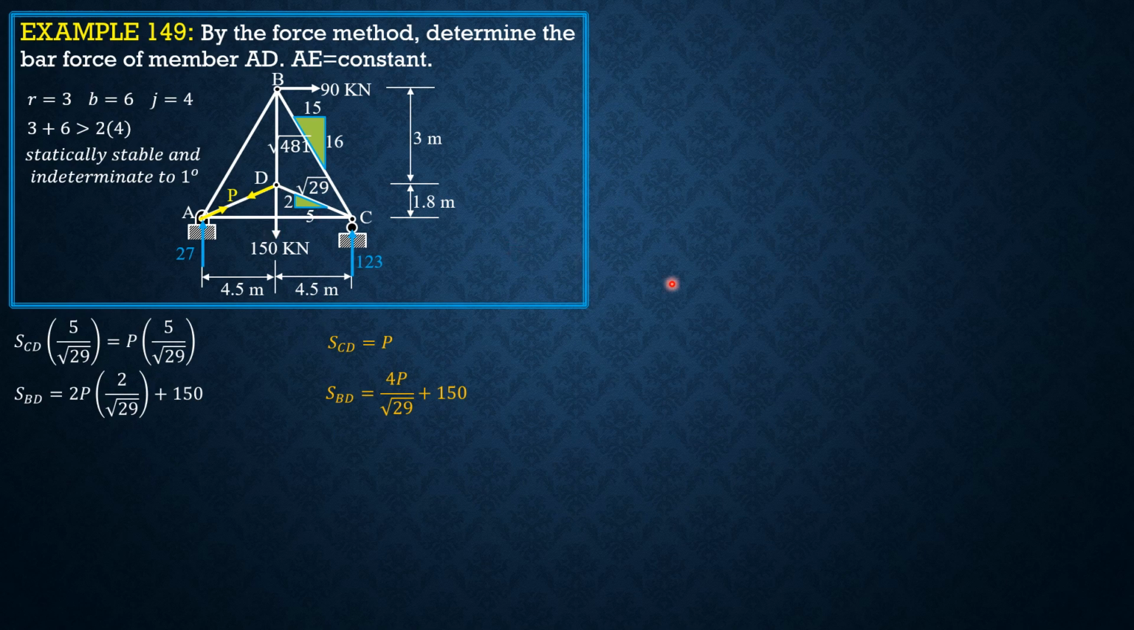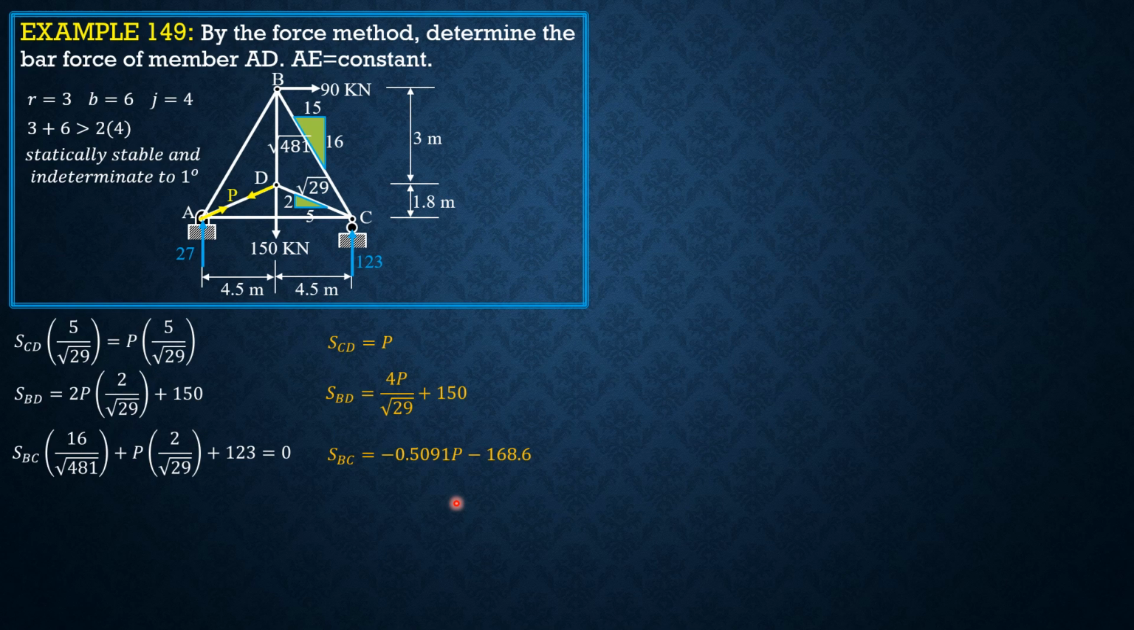Then we proceed to joint C here. Summation of forces vertical equals 0. So SBC times 16 over square root of 481 plus P times SCD, which is P, times 2 over square root of 29, plus 123 equals 0. So we can now compute SBC in decimal. Simplifying, SBC is negative 0.5091P minus 168.6.